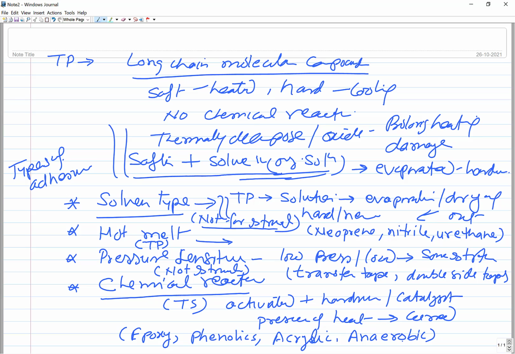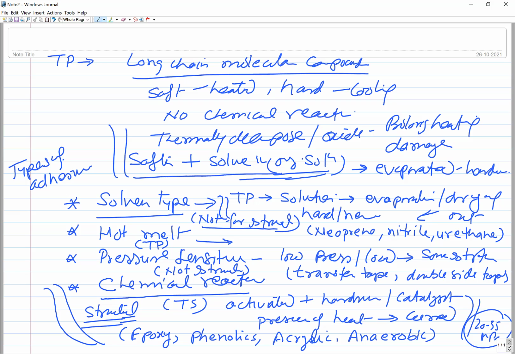So as I said, among these, the structural adhesives are used for structural applications. The thermosetting type of adhesives, which are based on chemical reactions, are used for structural applications, and these offer a strength of around 20 to 35 MPa. So this is the kind of strength that can be offered by structural adhesive joints.